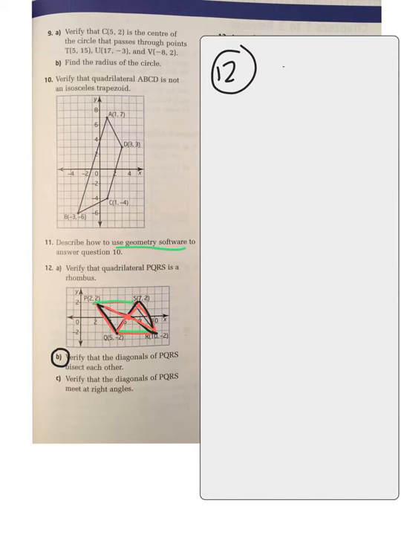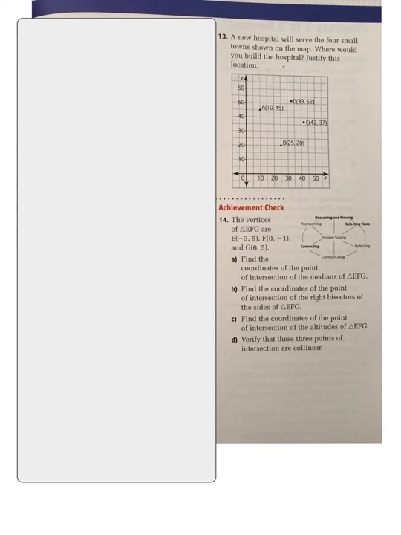Verify that the diagonals of PQRS meet at right angles, so that's fairly easy. You're just going to find the slope of this line here, and find the slope of that line, and look for negative reciprocals.